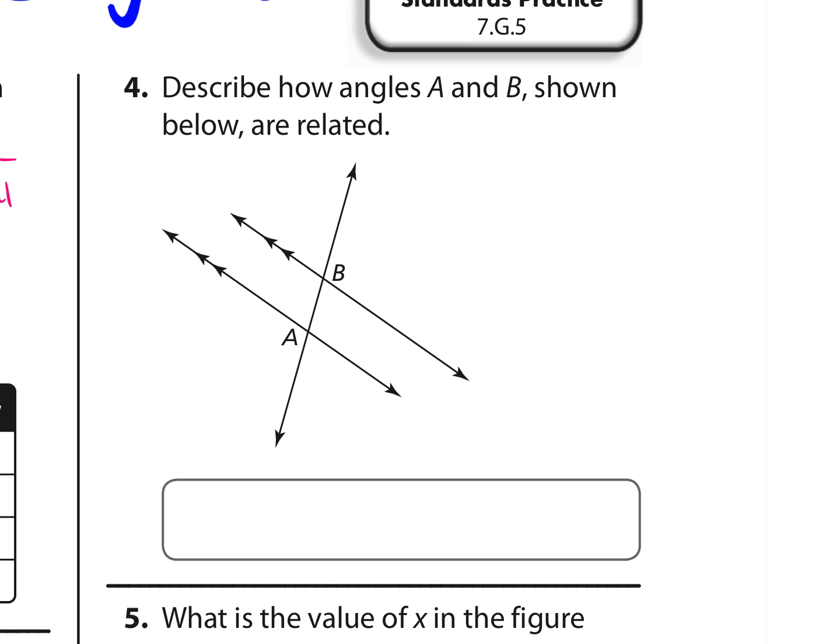Number 4, describe how angles A and B shown below are related. Well, they're on opposite sides of a transversal line and outside these parallel lines, so they are alternate exterior angles, and they're congruent to each other.